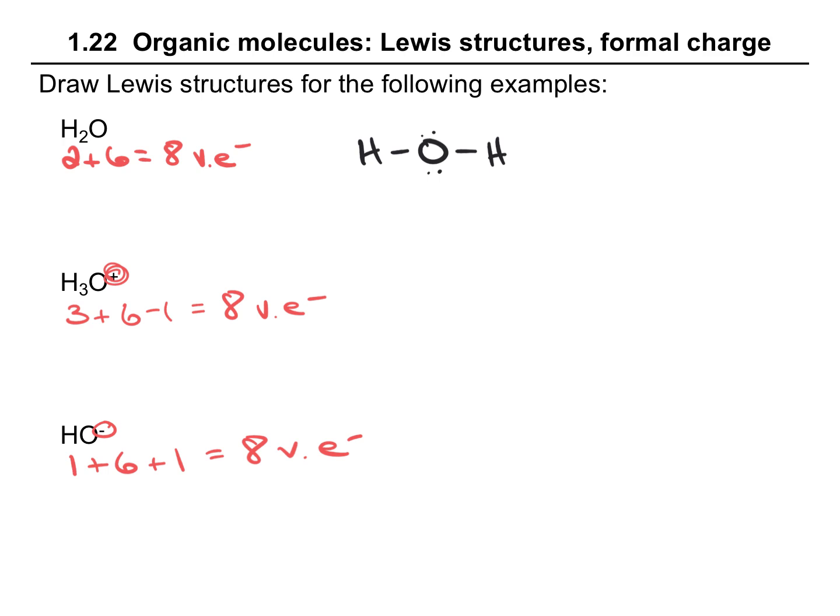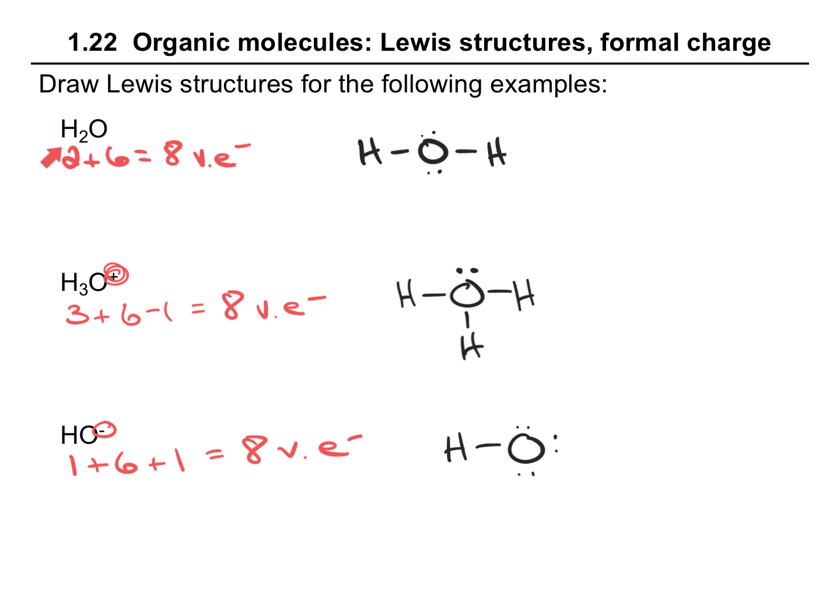In our next example, we still have to have our oxygen in the middle, and let's connect our 3 hydrogens to it. Oxygen must have a lone pair, and so we've got 2, 4, 6, 8 electrons, which is what we have to work with. And then in our last one, we have H connected to our O. The oxygen must have 3 lone pairs, and now we have our 8 electrons, which is what we're allowed to use. But these structures aren't complete.